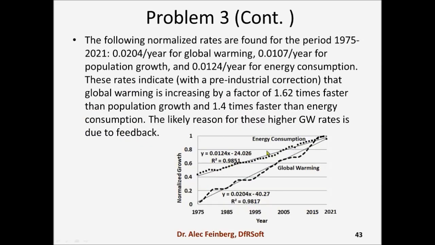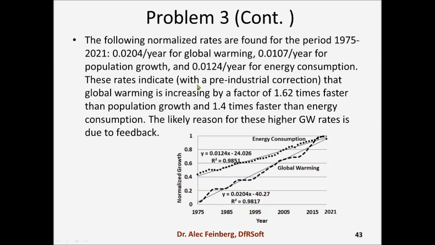Another way you can do that is with energy consumption, because we feel that energy consumption would cause global warming. So that slope is 0.02, and this one's 0.0124. So now we have the following normalized rates: 0.02 per year for global warming, 0.01 per year for population growth, and 0.01 per year for energy consumption.